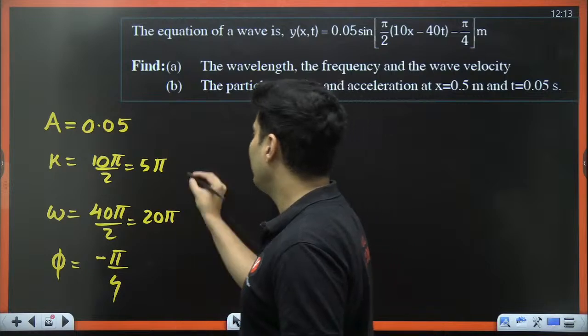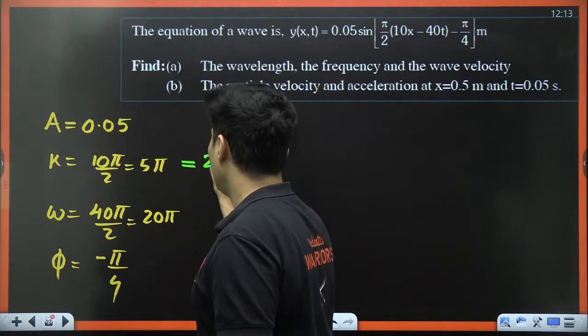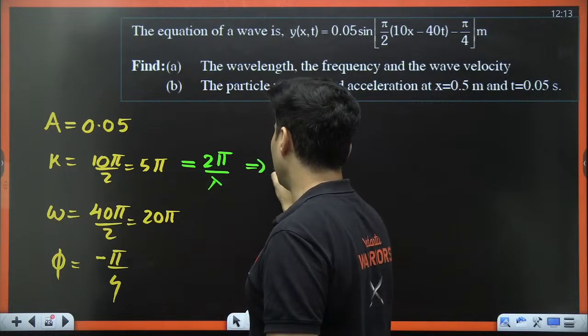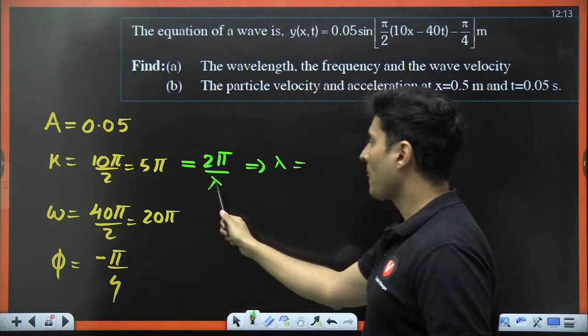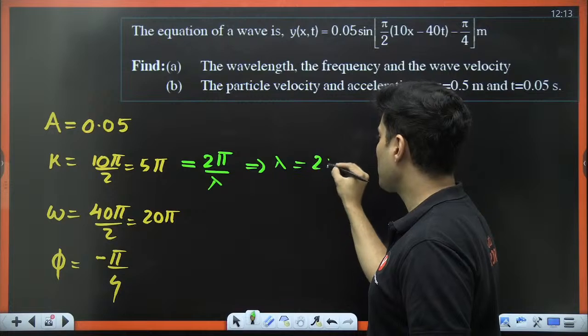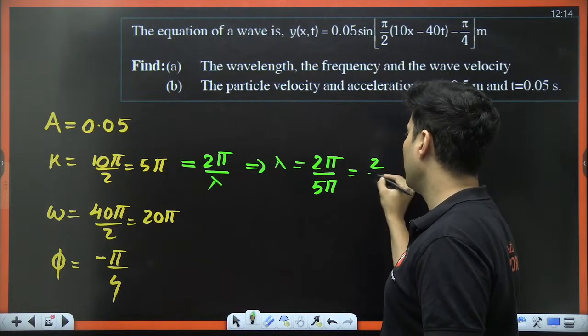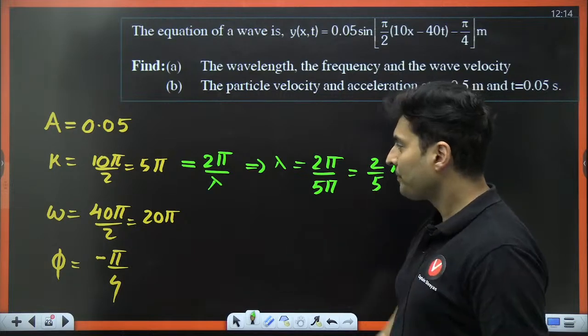So to find the wavelength, just use k is nothing but 2 pi by lambda. So from this, what will you get? Lambda is equal to 2 pi by 5 pi. Pi cancels, it will become 2 by 5 of a meter.